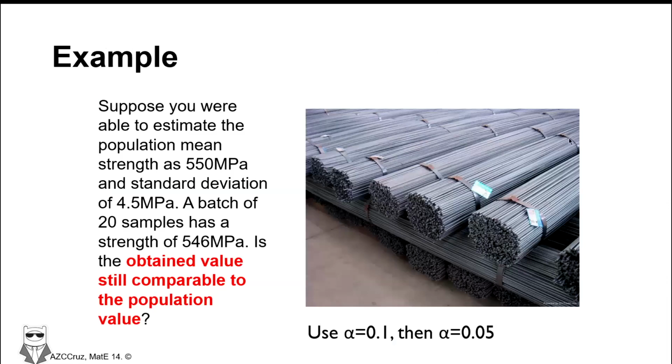Suppose you were able to estimate the population mean strength as 550 megapascal. So this is, for example, kinuha mo from kumbaga historical data, na-estimate mo na ang population mean is around 550 megapascal with a standard deviation of 4.5 megapascals. Okay? So a batch of 20 samples has a strength of 546 megapascals. Is this obtained value still comparable to the population value? So we test it at 2 alpha significance levels. No? So we have alpha is equal to 0.1 tsaka alpha is equal to 0.05. Okay? So again, ang ituturo ko na method ngayon is through Excel.